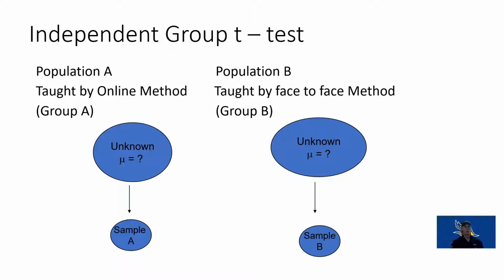We don't know the entire population, but we can take a sample of each. So a sample of A and a sample of B. We're going to test those two samples against each other to compare them. The t-test is a comparison to see if there is a difference.